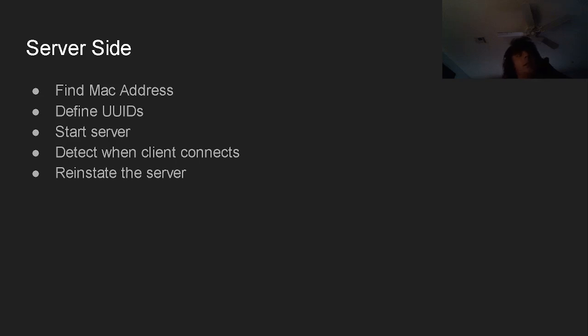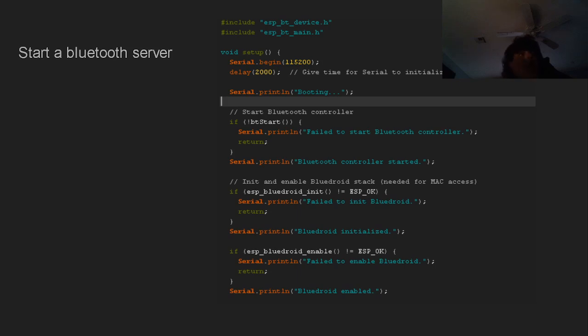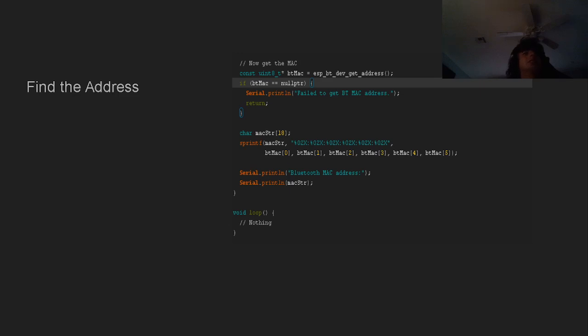So the server side rundown is: find the MAC addresses, define your UUIDs, which are sort of like your own personality. Start the server, detect when a client connects, and then reinstate the server so you can connect again. To start the Bluetooth server, it's pretty simple. You just start it, and if it fails, it throws out an error. And to find the MAC address, it's basically the Wi-Fi MAC address, but you change a few numbers using this formula right there.